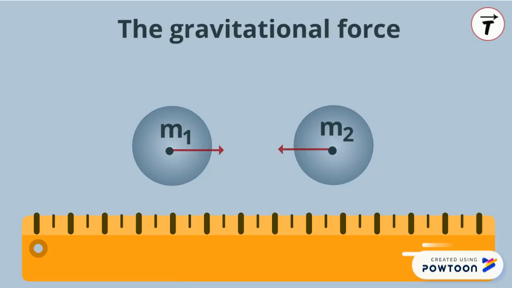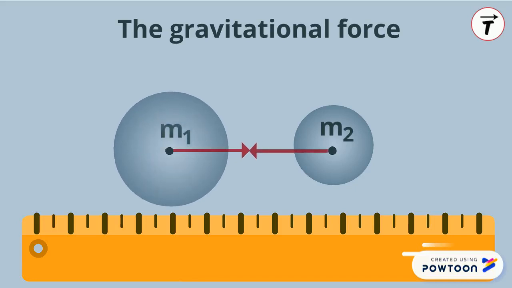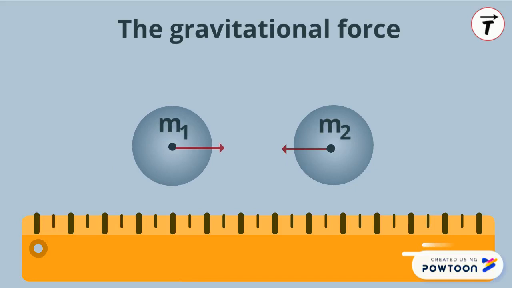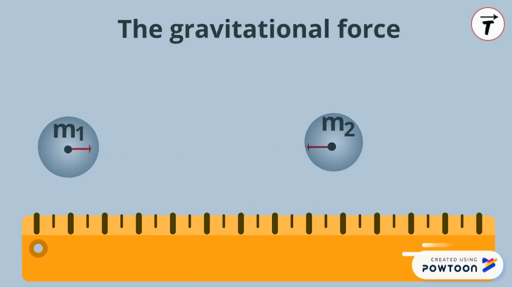What are the factors affecting the magnitude of the gravitational force? When the magnitude of one or both masses increases, the force will increase. And when it decreases, the force will decrease. Keeping the magnitude of both masses constant, when the distance between the masses increases, the force will decrease. When the masses become closer, they attract each other more.